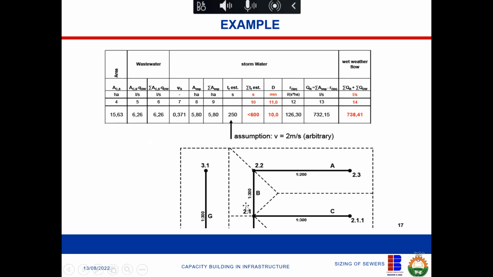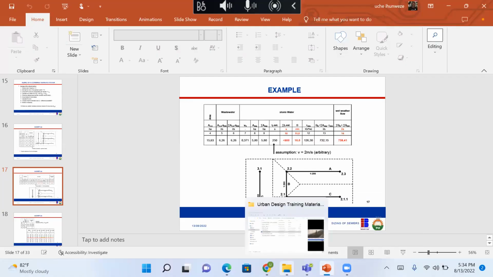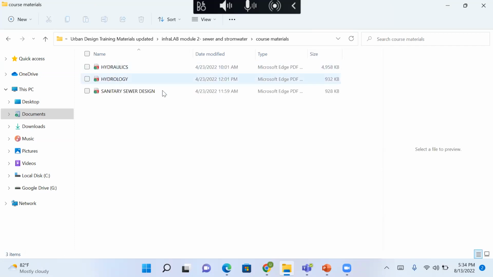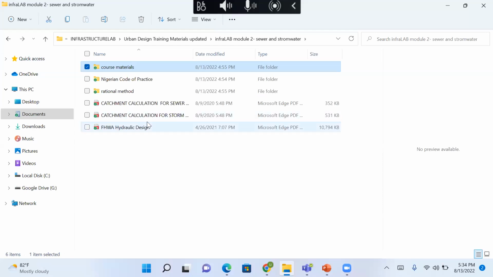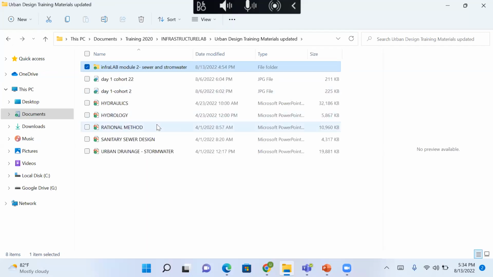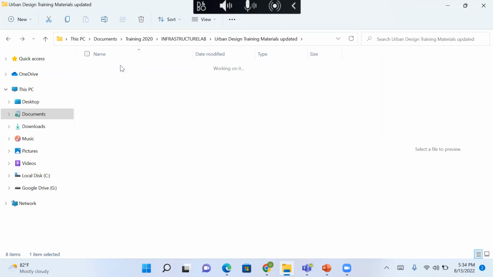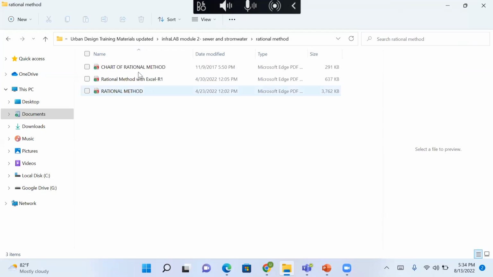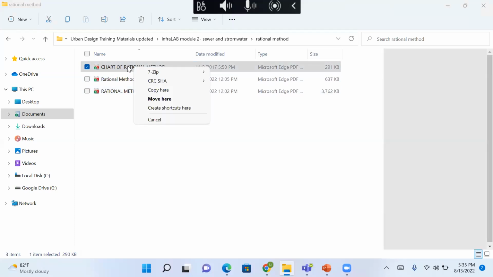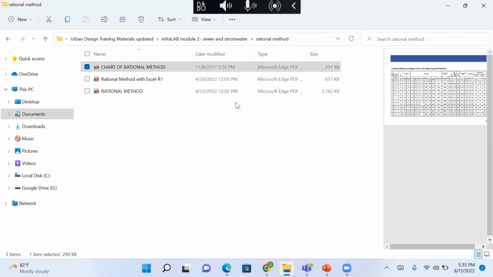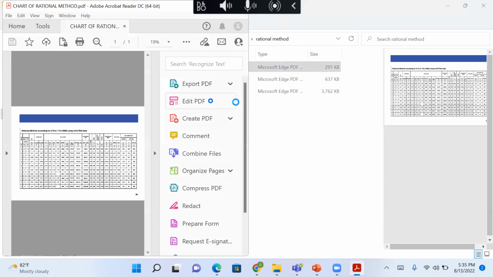So I'll quickly take you to a chart that shows you all of them have been done. And that is called the rational method chart. I don't know why it's not here. Okay, rational method here. So this is the chart. To do this work, you need to develop a chart like this.